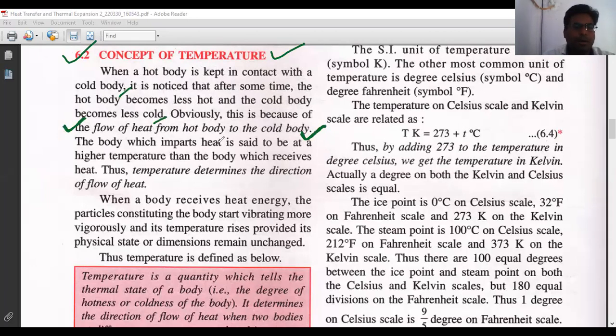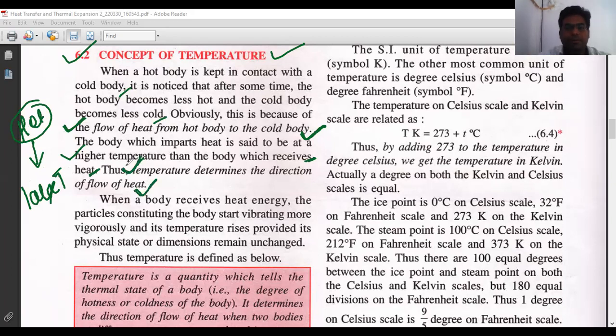The body which imparts heat is said to be at a higher temperature than the body which receives the heat. So the body which is hot has the larger temperature, and heat flows accordingly. Temperature determines the direction of flow of heat, from where to where it is flowing.